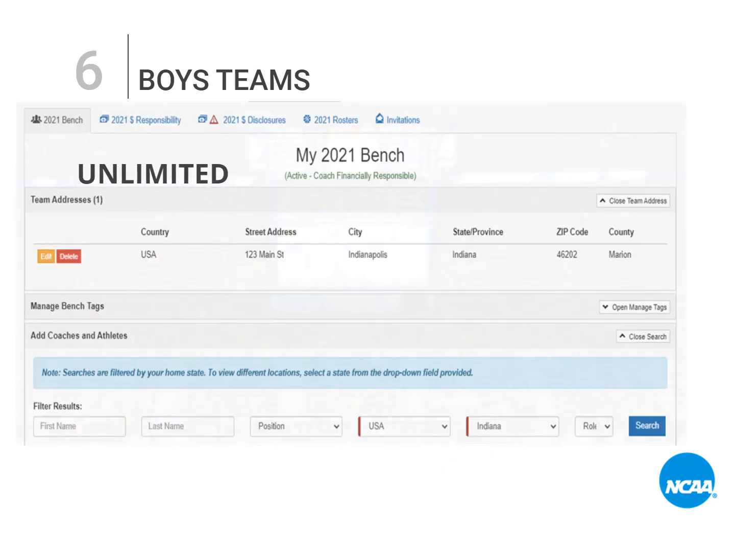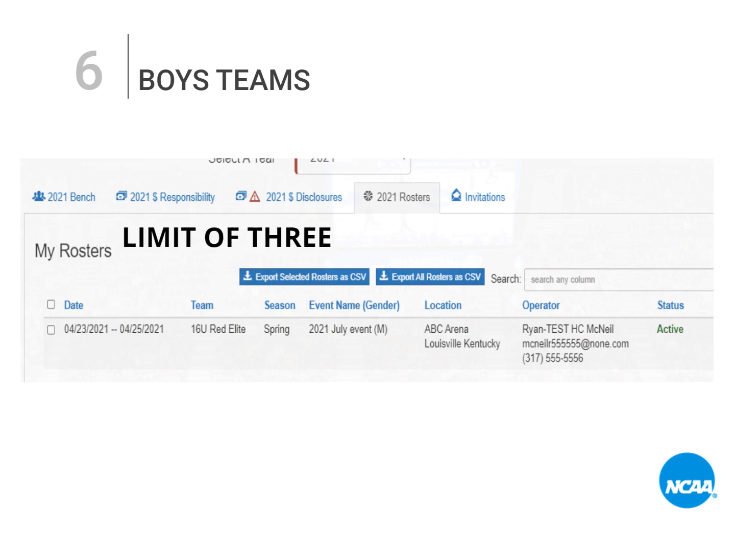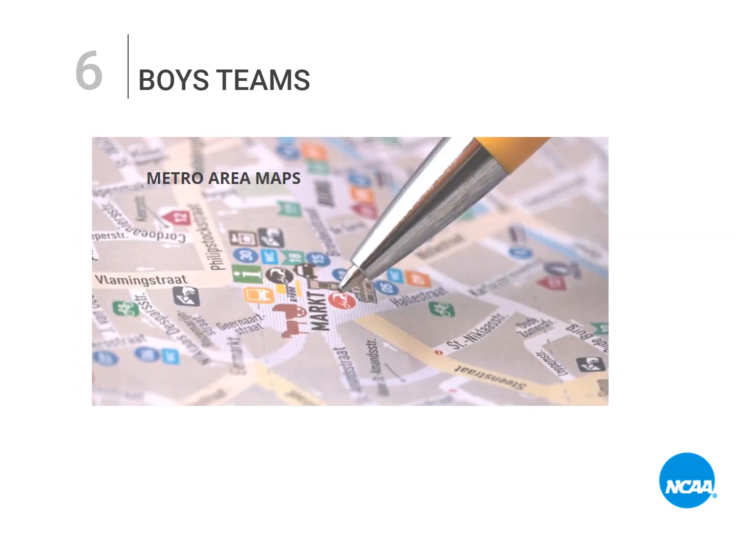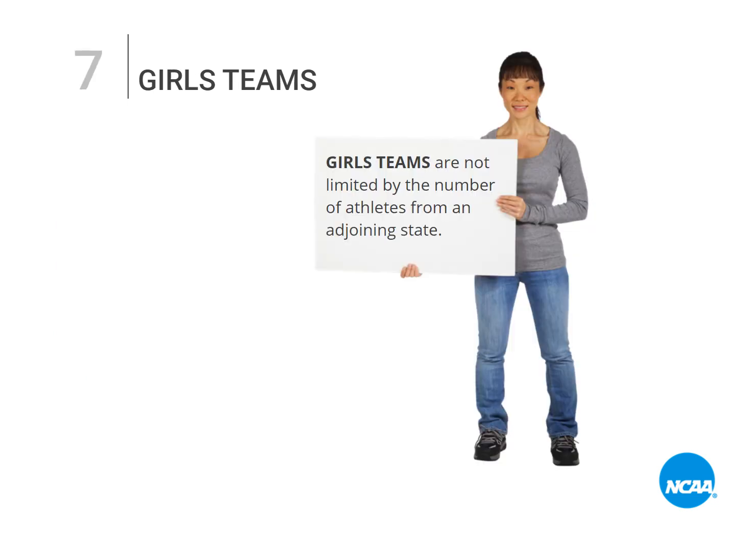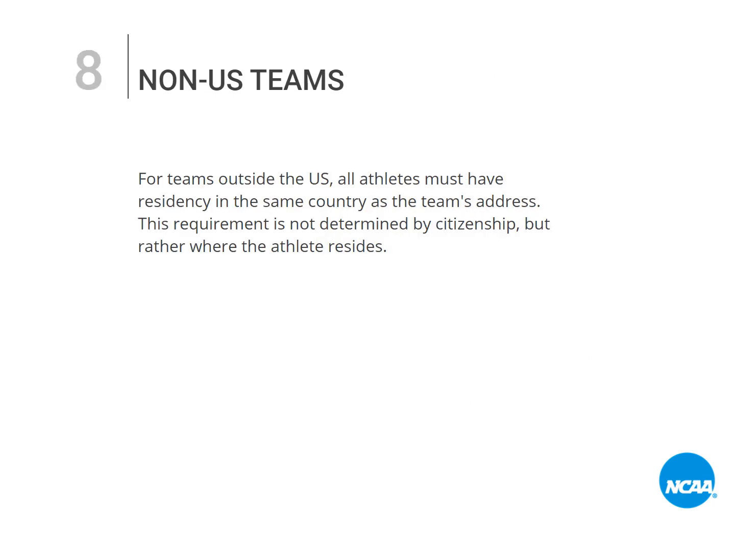An unlimited amount of adjoining state athletes can be added at the bench level, but only 3 can be added to an event-specific roster. Out-of-state athletes who meet the requirements to utilize the metro area exception will not be flagged as out-of-state on the bench. Girls' teams are not limited by the number of athletes from an adjoining state.